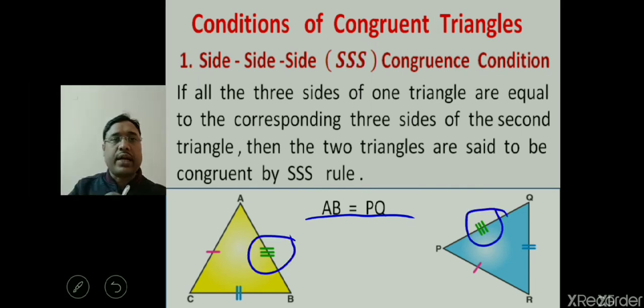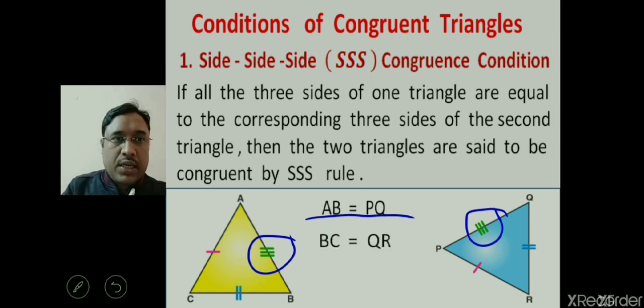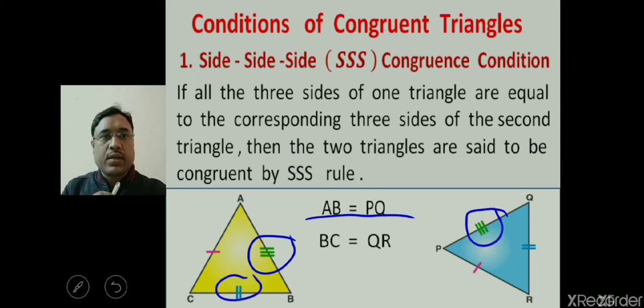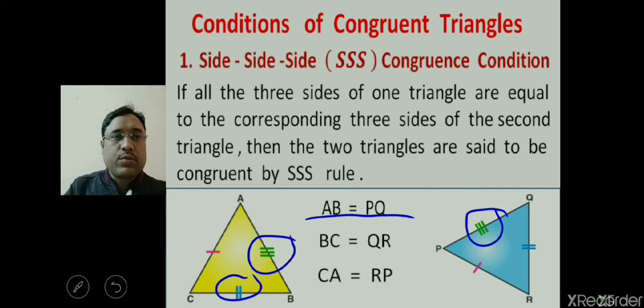So that is showing that AB is equal to PQ. Then BC is equal to QR. BC is these blue lines here. Okay, so this BC is equal to QR there. And then CA is equal to RP.